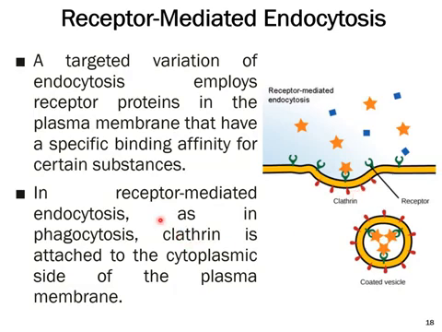In receptor mediated endocytosis, as in phagocytosis, clathrin is attached to the cytoplasmic side of the plasma membrane so that it stabilizes the plasma membrane.